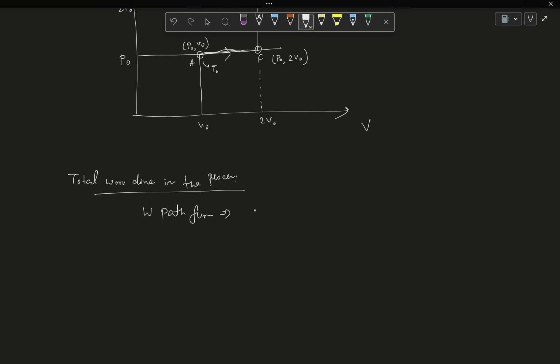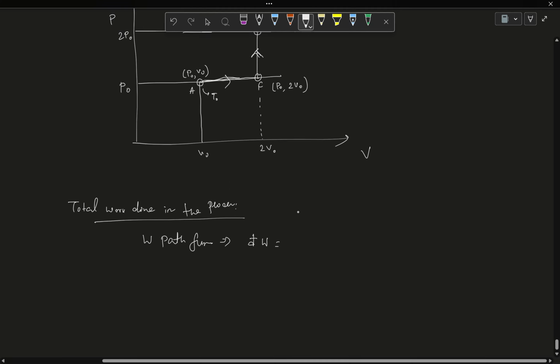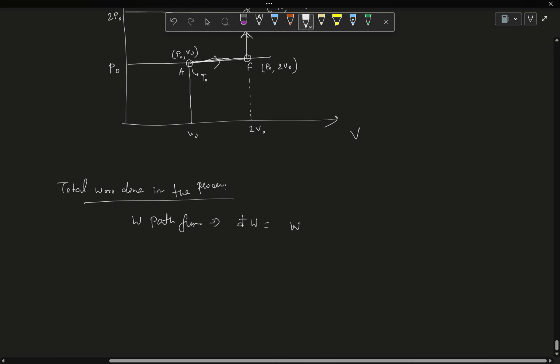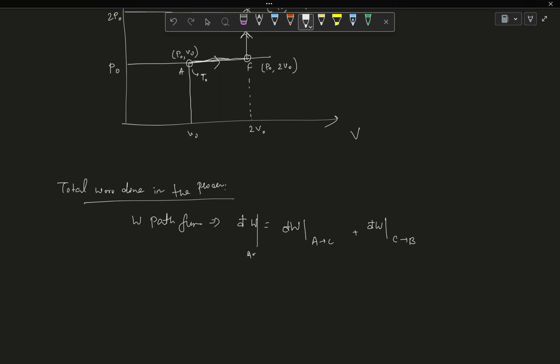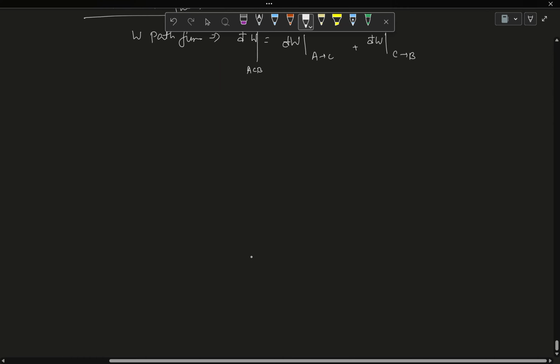So it depends on the path that is taken and not the initial and final state. So obviously the dW, the total work done, will be a combination of work done on the two steps of this path, which is dW in the path A to C plus dW in the path C to B. This forms the net work done in the ACB process.